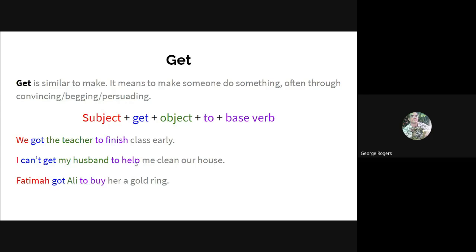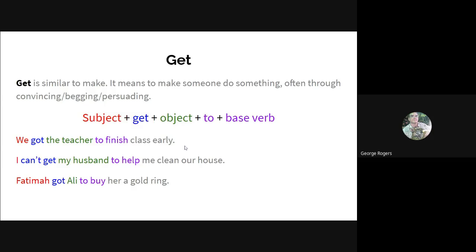Now notice they're using help differently here. Again, it's the base verb, what they're trying to do, and so you've got to have the to in front of it. Right? This last example: Fatima got Ali to buy her a ring. Maybe they're engaged. Again, persuaded. Fatima persuaded Ali, or begged Ali, or convinced Ali. Doesn't this make sense? Again, you've got to have the to in front of these. Okay? So we've gone over each one individually.